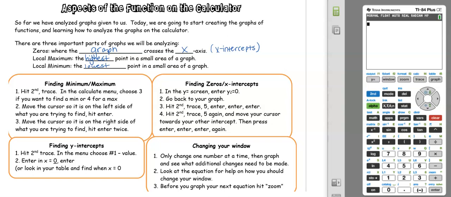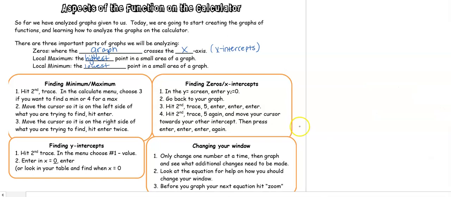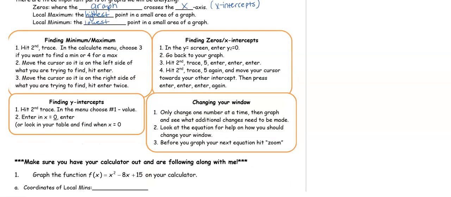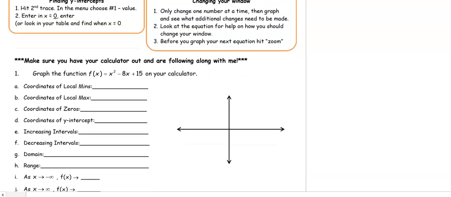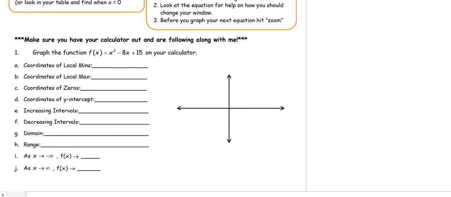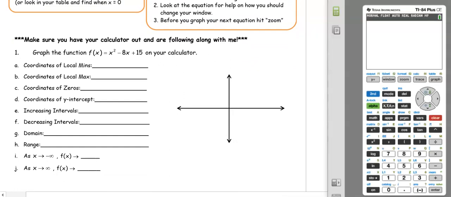The really important thing about changing your window is that you only want to change one number at a time. If you start changing too many things at once, you don't know what was good and what was bad when you changed it. So we're going to go ahead and go through our first, or our only problem, on how to find our graph. So again, up until now, I have given you the graph that you are looking at, and then you had to answer questions on it. Now it's about you finding that graph yourself.